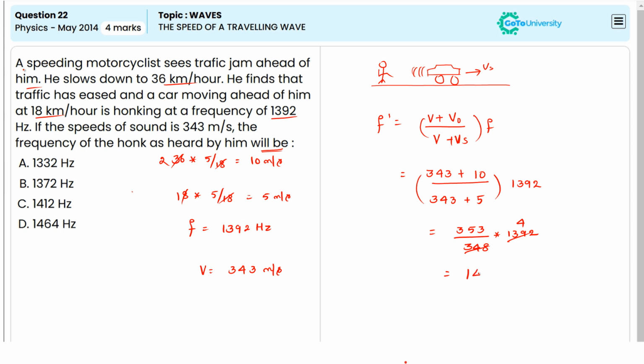That is 1412 frequency. This is in terms of hertz. So 1412, option C is the right answer here.